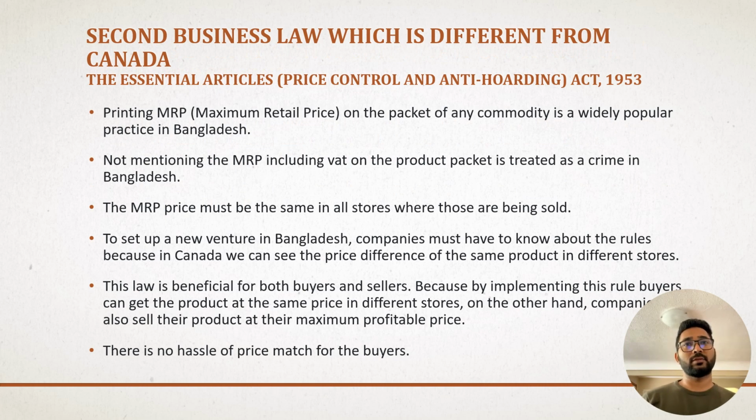So the second rule, which I think is different from Canada, is the Essential Articles Act 1953, which was made for controlling the price and hoarding. Printing the MRP price on the package of a commodity is widely popular and practiced in Bangladesh. What is the MRP price? MRP means the maximum retail price. Not mentioning the MRP price, including VAT, on the package of the product is treated as a crime in Bangladesh, and our government can sue those companies for doing such acts.